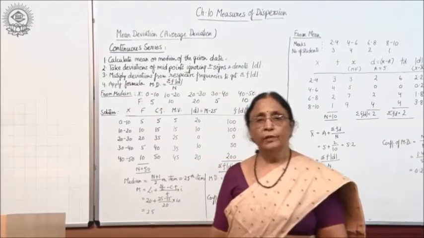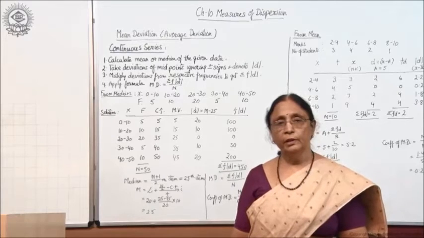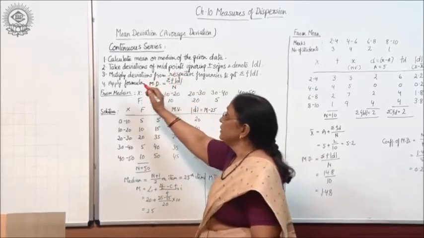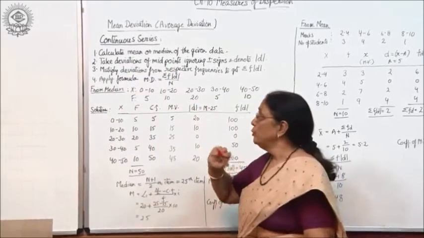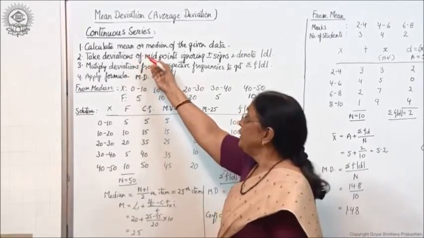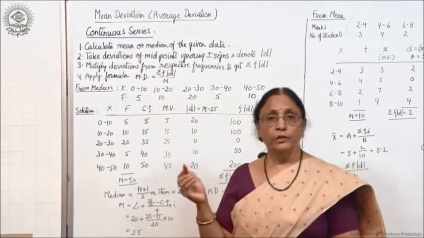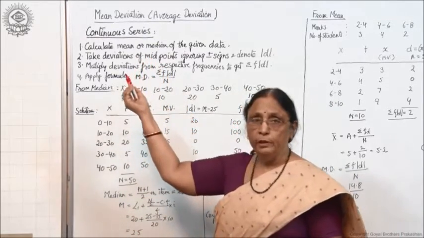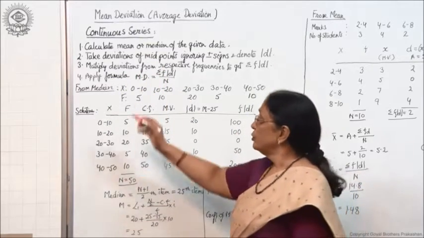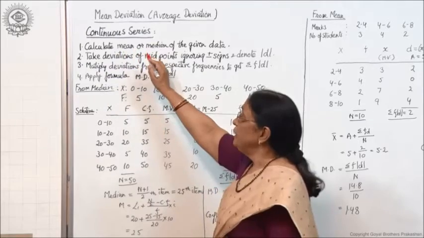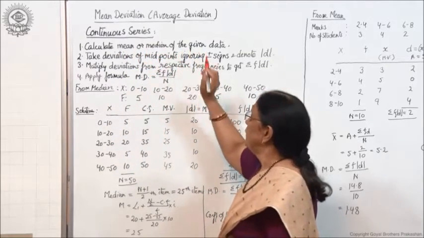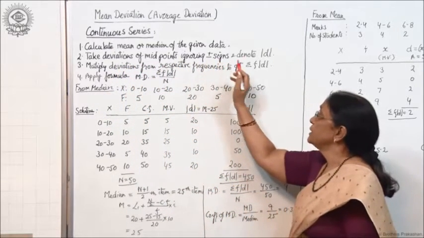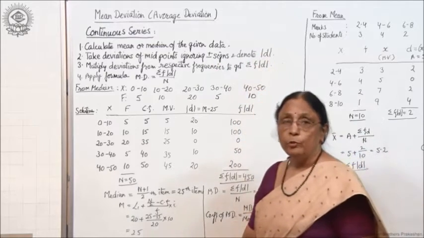Now children, we will learn the calculation of mean deviation in case of continuous series. In the continuous series, these are the steps you are supposed to follow. First, calculate mean or median of the given data. As usual, in the case of individual and discrete series also, you calculated either mean or median to take out the deviations. So here again, the first step is to calculate mean or median, whatever you want, of the given data. Second, take deviations of midpoints ignoring plus minus signs and denote it by D modulus.